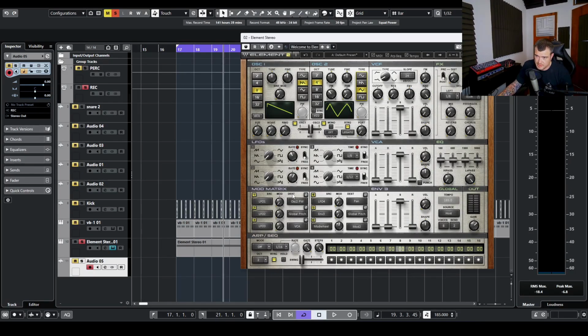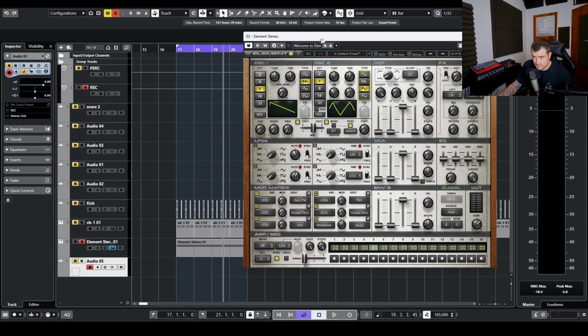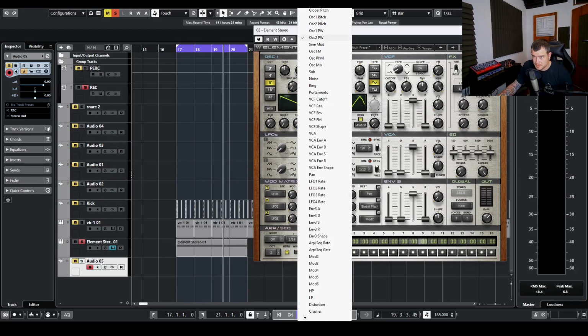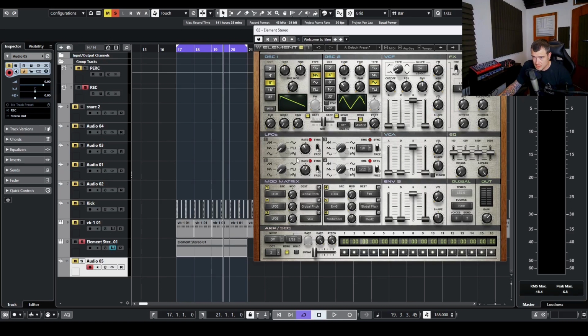So after that, over here you have the mod matrix. This is probably what I like most about this plugin, that it's so easy to map stuff. So the LFO1, I'm just going to map to the global pitch.